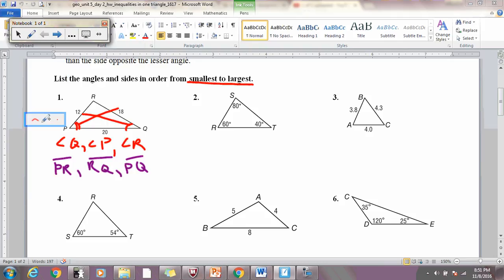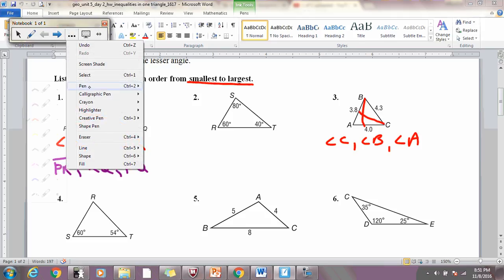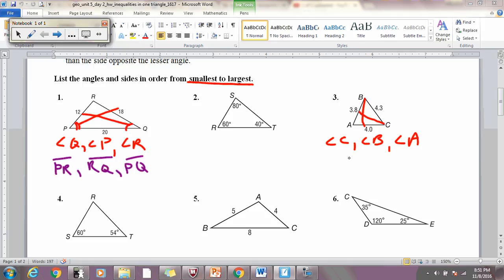Alright, so on the next one, number 3, the smallest angle would be C because it's across from the smallest side, followed by angle B because it's across from the next smallest side, and lastly it would be angle A. So the sides in order would be AB, AC, and BC.